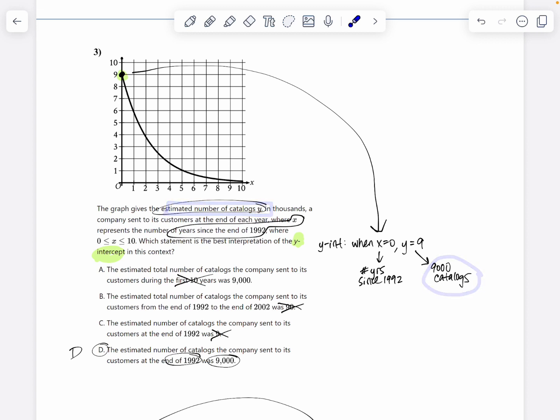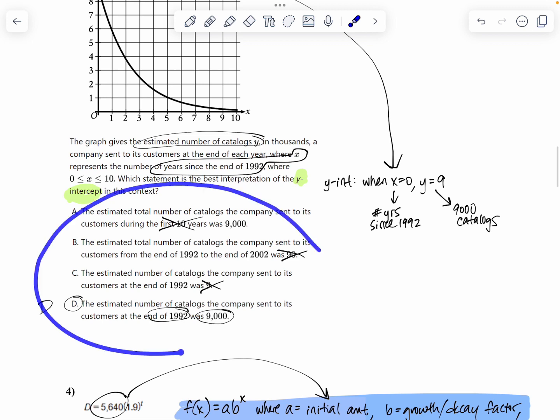And so 9 is actually in thousands, so be really careful about that, is that even though this is labeled 1 to 9, each of those numbers stands for 1,000. So the 9 right here actually means 9,000. That's going to be important when we're trying to decide which of these is the correct answer.